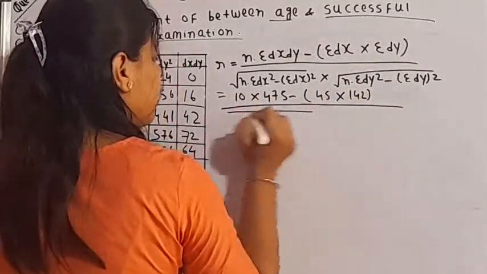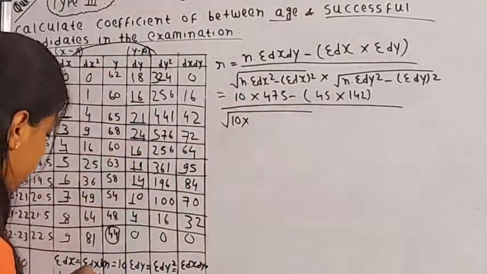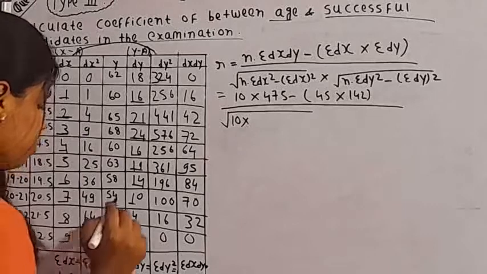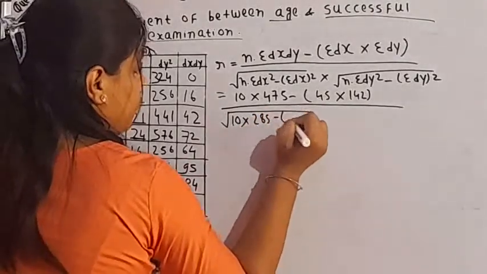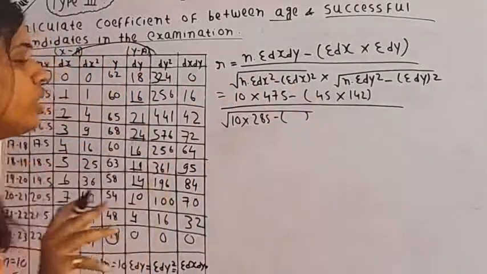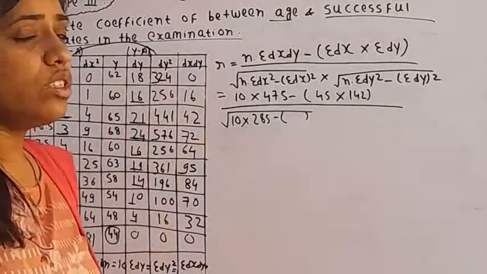Under root n into summation dx square. What is the value of summation dx square? 285. We will write 285 minus summation dx whole square. So here, guys, don't get confused between summation dx square and summation dx whole square.